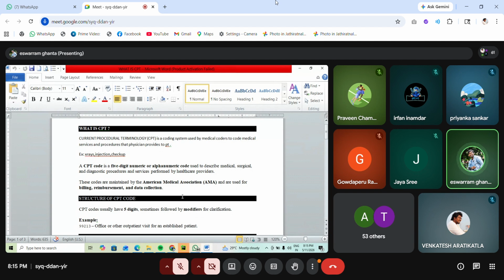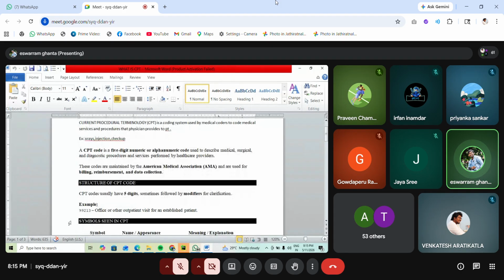5-digit numerics only. They are used to describe medical, surgical, and diagnostic procedures and services performed by healthcare providers. So whatever procedure a physician performs, we follow all those procedures in CPT only with these 5-digit numerical codes. One example: see here, 99213. It is an evaluation and management code, office or outpatient visit for an established patient. So the patient is already established.